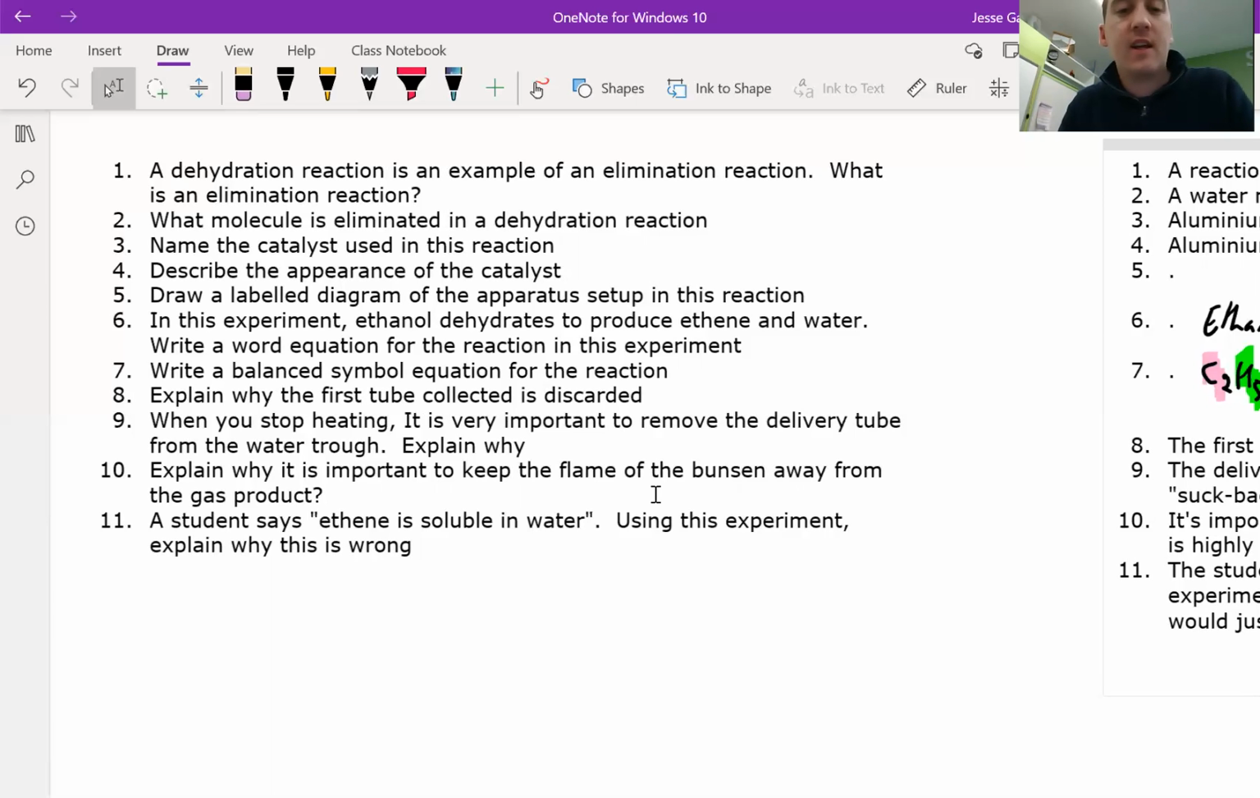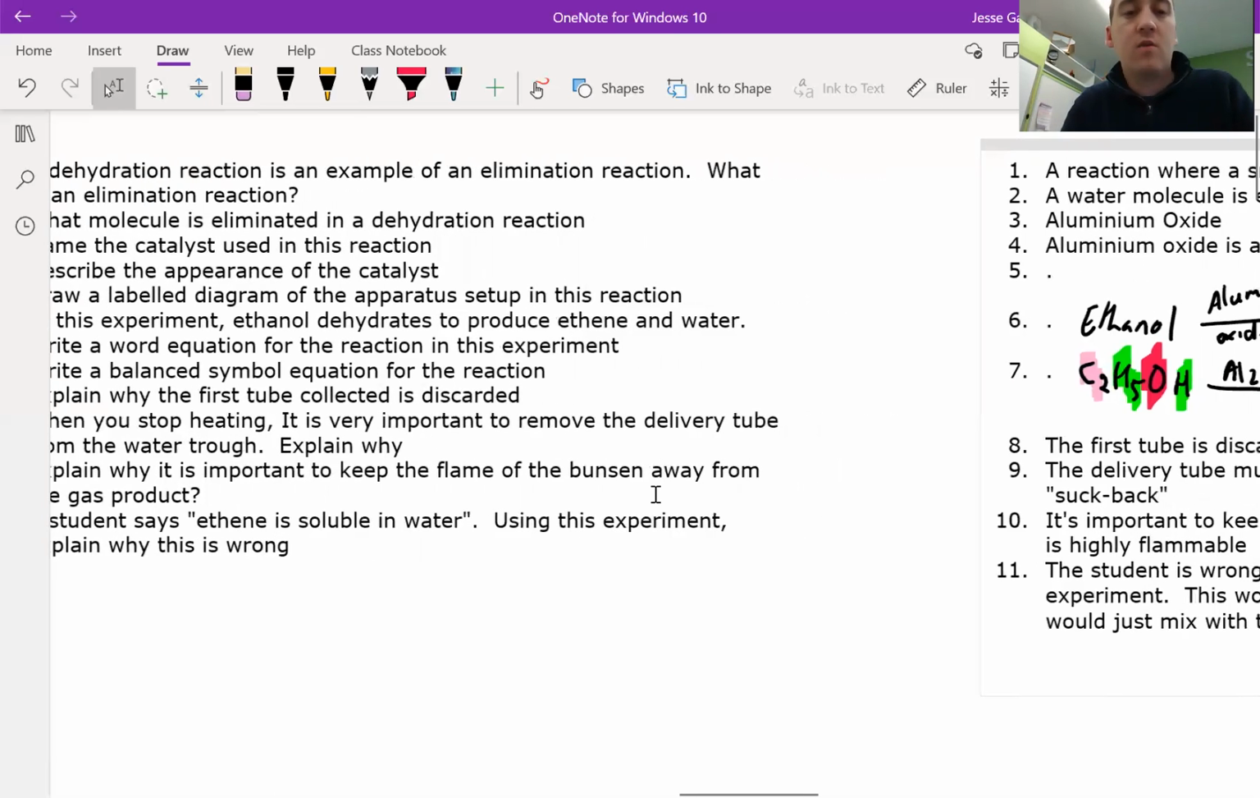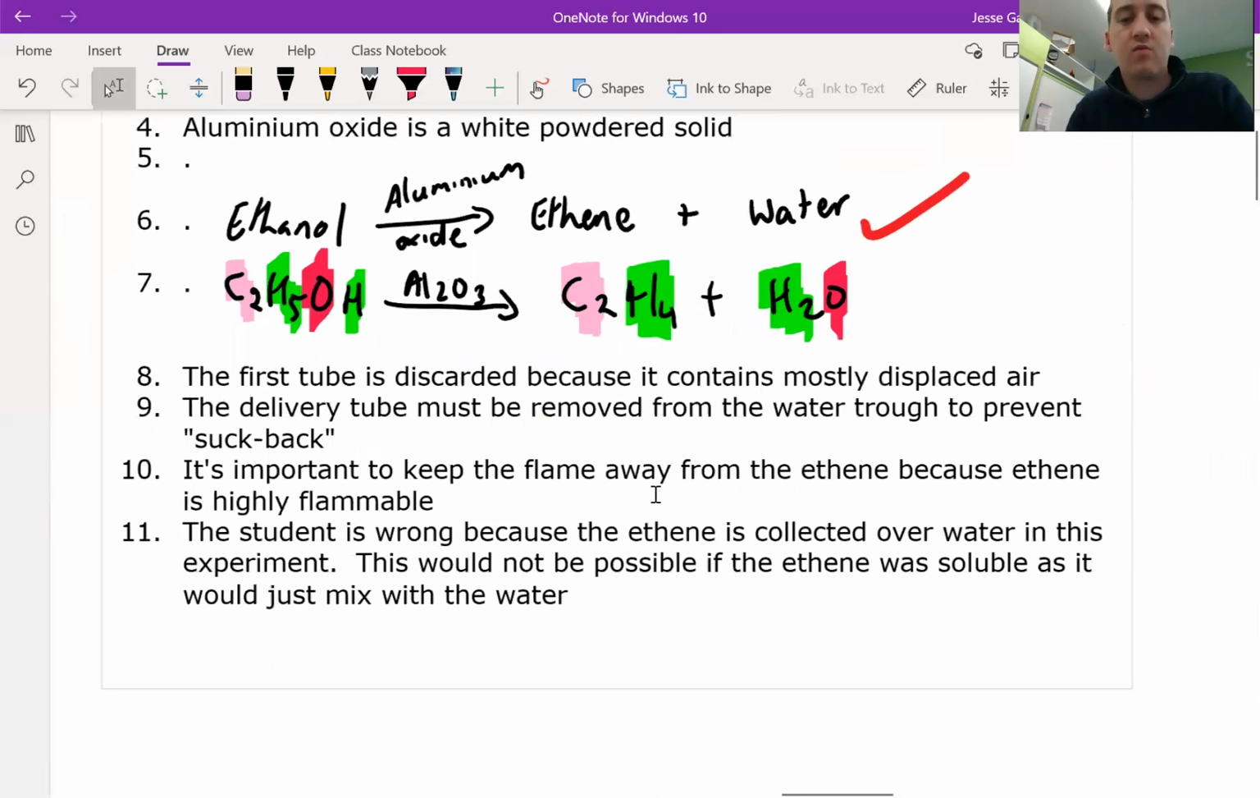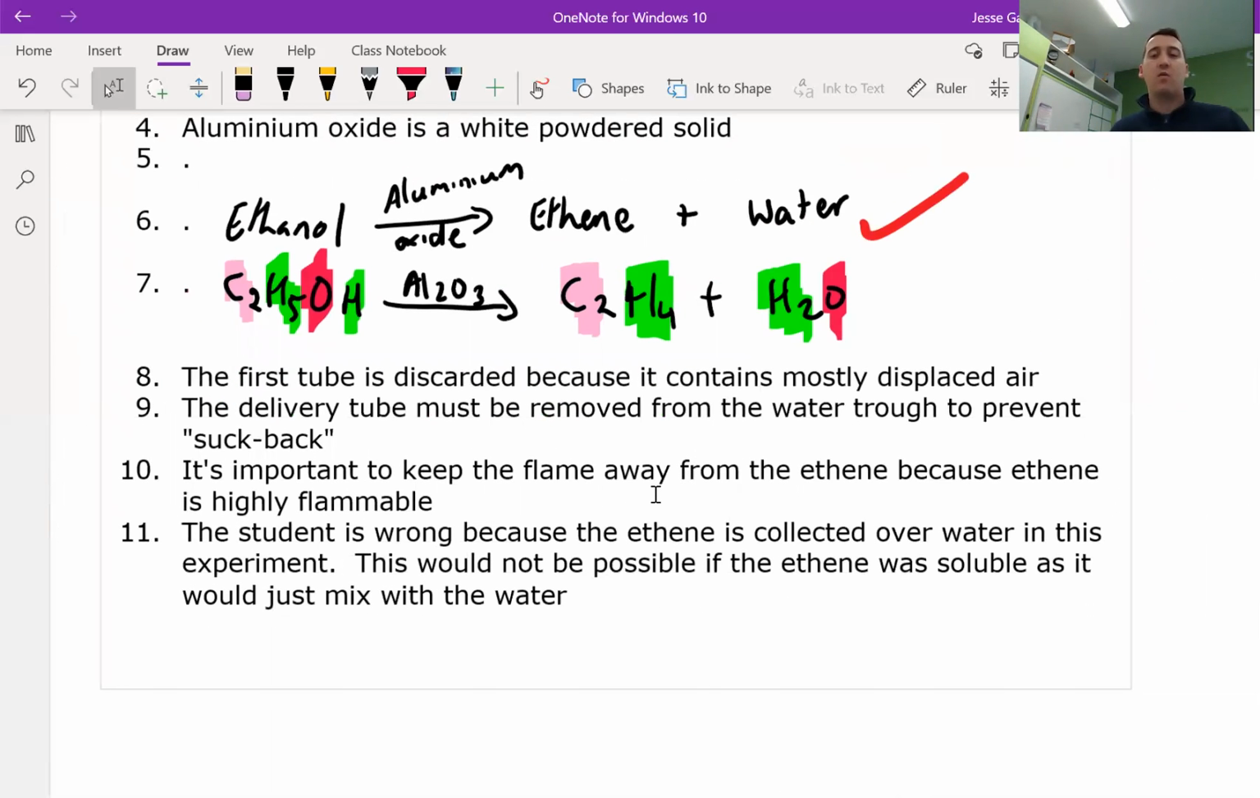A student says ethene is soluble in water. Using this experiment, explain why the student is wrong. Well, the student said ethene is soluble in water. Hopefully you recognize that the student is wrong because ethene is collected over water in this experiment. This would not be possible if the ethene was soluble, as it would just mix with the water. So it would not be able to be collected separately. It would actually just dissolve in the water. So that proves that the student is wrong.